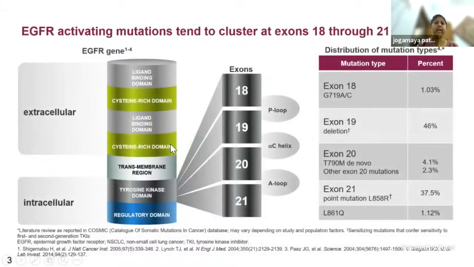The EGFR molecule has extracellular and intracellular domains. The extracellular domain has a ligand binding and cysteine rich domain, and the intracellular domain has a tyrosine kinase domain and a regulatory domain. In the tyrosine kinase domain, the mutations in EGFR mutated patients are mostly clustered in exons 18, 19, 20, and 21. Among these, exon 19 and exon 21 mutations are most common. Exon 19 mutation is seen in 46% of patients, and the exon 21 point mutation L858R is seen in 37% of patients.